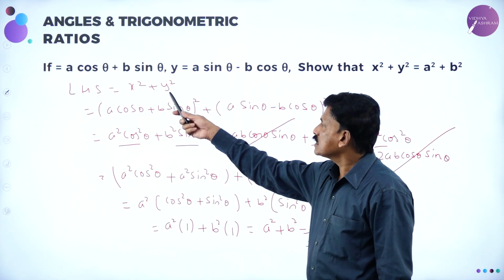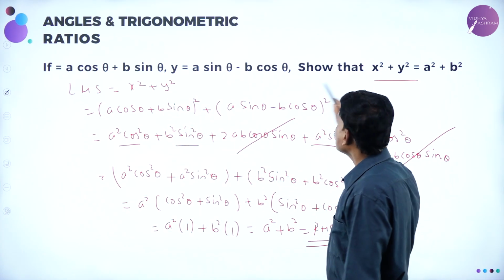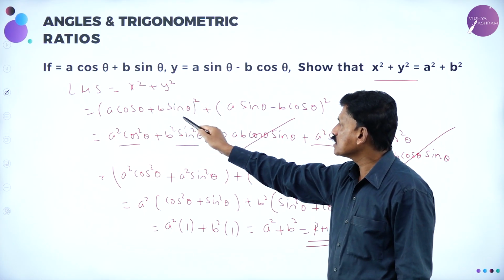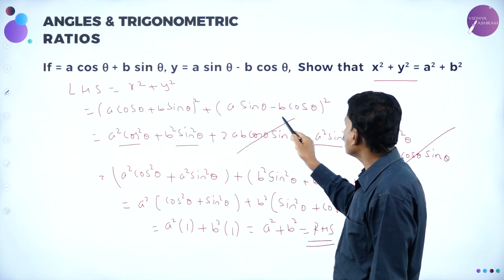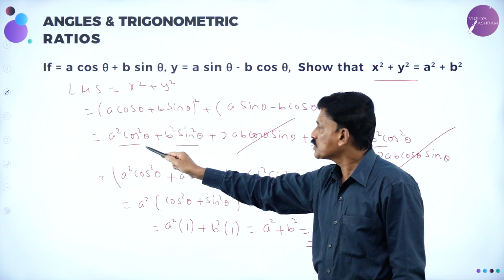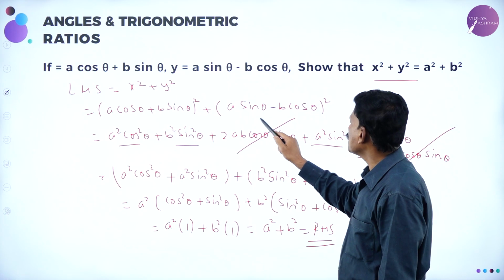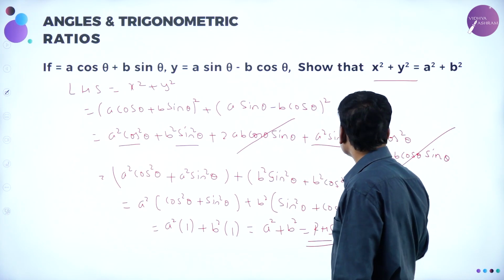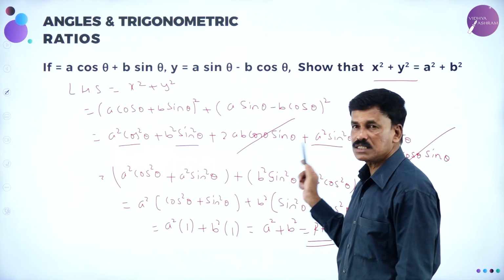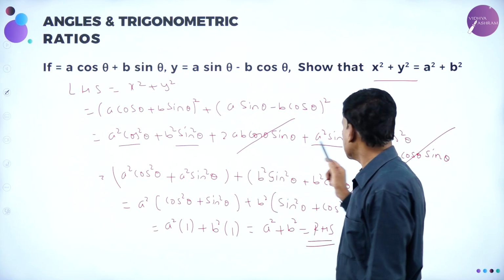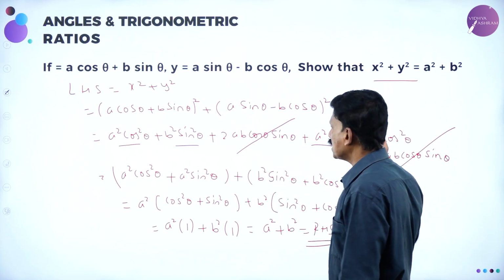Just take LHS. x square plus y square is the LHS. Substitute the value of x. x is a cos theta plus b sin theta. y is equal to a sin theta minus b cos theta. (a plus b) whole square is a square plus b square plus 2ab. (a minus b) whole square is a square sin square plus b square cos square minus 2ab cos theta sin theta. Plus 2ab cos theta sin theta minus 2ab cos theta sin theta gets cancelled.